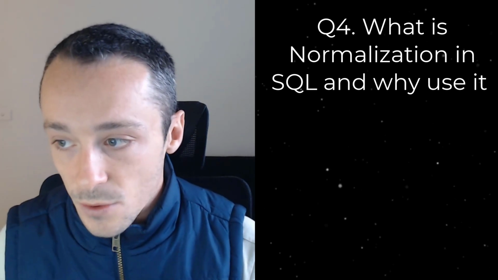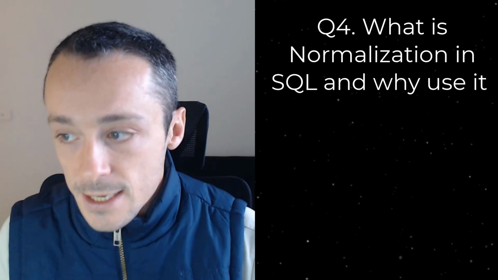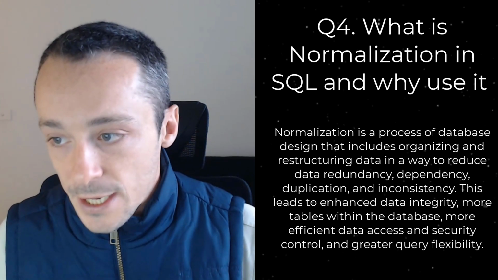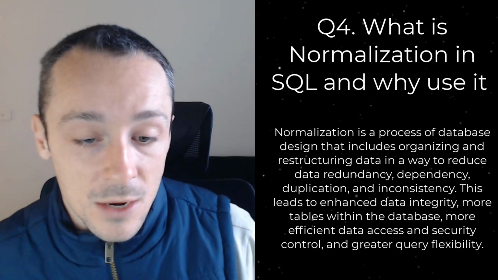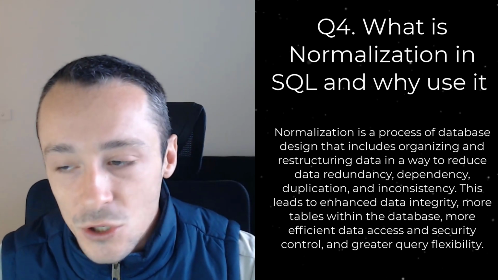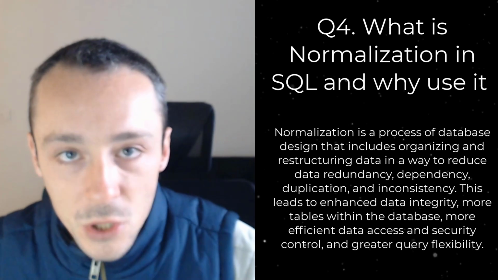Normalization is the process of restructuring data and reducing data redundancy, duplication and inconsistency, leading to enhanced data integrity. Having known that, you can be in 1NF, 2NF, or 3NF. Won't go too much into detail. You can watch my video where I go into detail about it if you would like to.